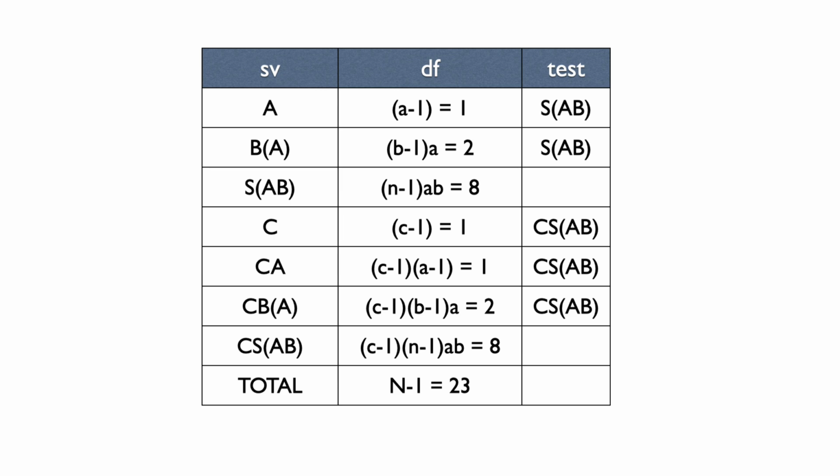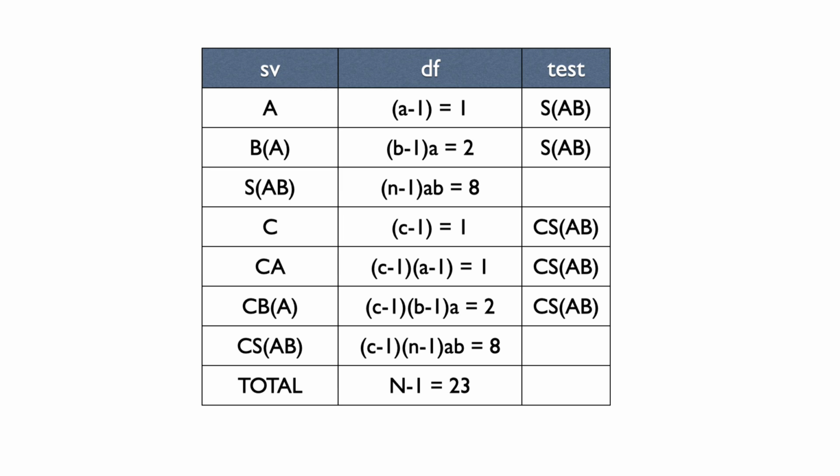Let's not worry about the degrees of freedom right now for the rest of it. And then we're going to say subjects within AB. Note we don't go B within A by A. That doesn't make any sense. You can't interact the factor by itself. So, S within AB. And then C, now it gets easy. C by A, C by B within A, C by S within AB.